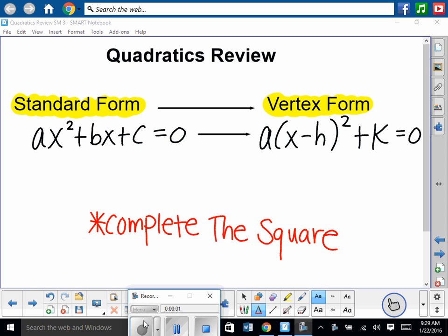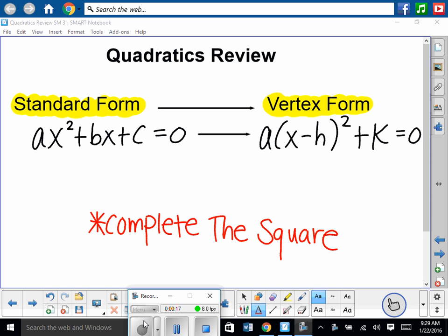Quadratic. So we are taking a quadratic from standard form, ax squared plus bx plus c is equal to 0, and we're changing it to vertex form or graphing form. Same thing. So this is graphing form: a times (x minus h) squared plus k is equal to 0.